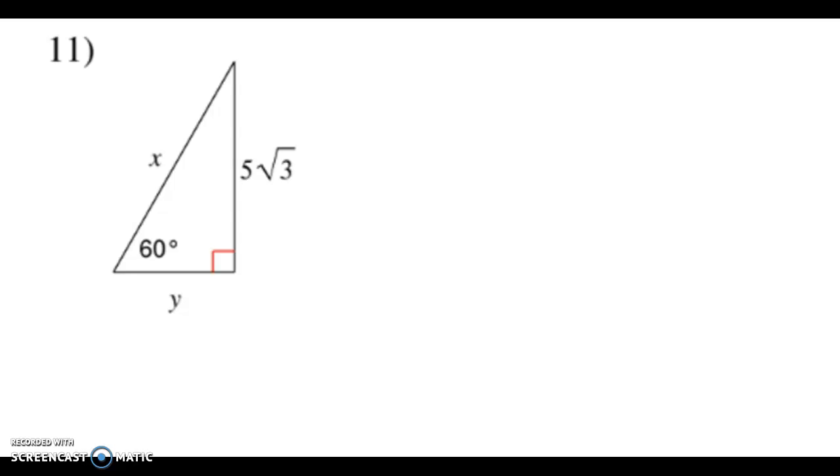All right, for this one, we want to solve for the missing sides, x and y. First thing to recognize is we have a special right triangle. It's a 30, 60, 90. So those side ratios are going to look like this, 1 to root 3 to 2.